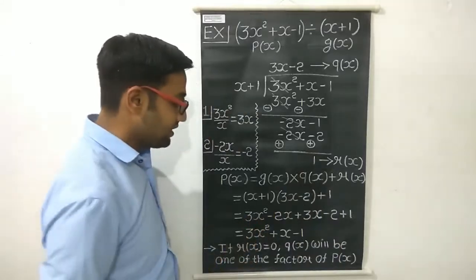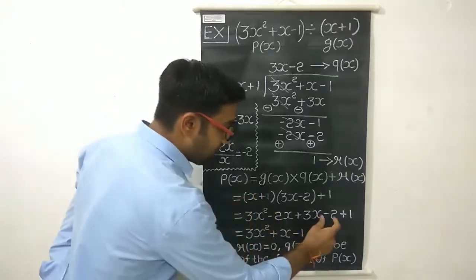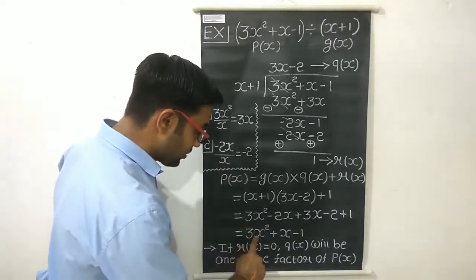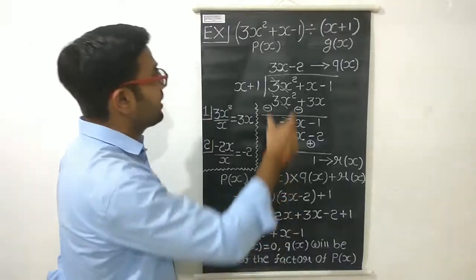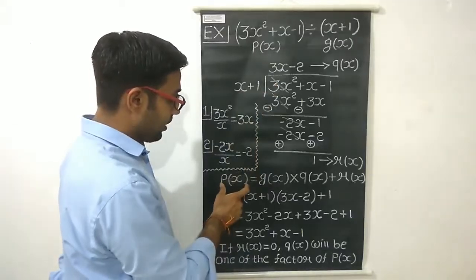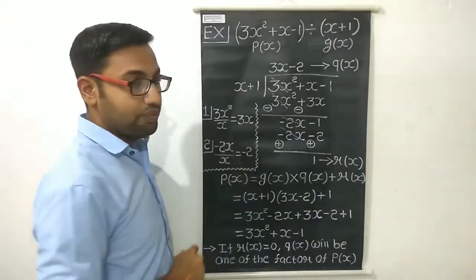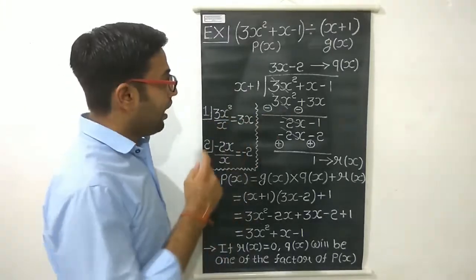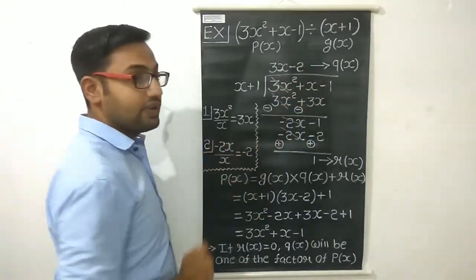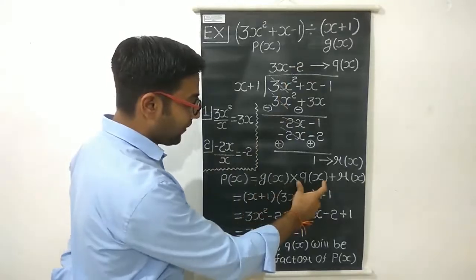Now this 3x square remains as it is. Minus 2x plus 3x gives us plus x, and minus 2 plus 1 will result in minus 1. So you have to notice that we get the answer 3x square plus x minus 1. And what is that? That is the p of x. According to this, the division algorithm is satisfied. So how to divide two polynomials, that you studied today. How to take the first quotient term, second term, that you can decide in this way. This thing you can check by putting the values of g of x, q of x, and r of x here.